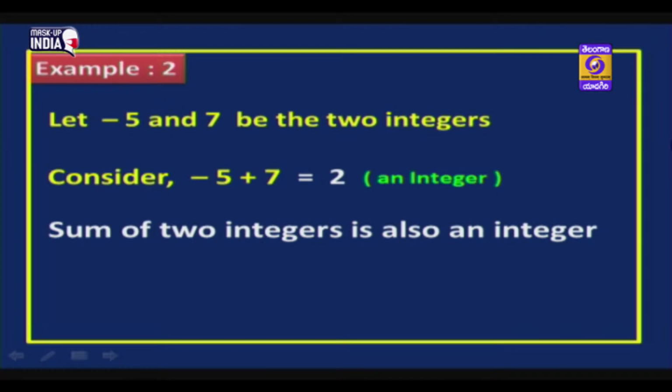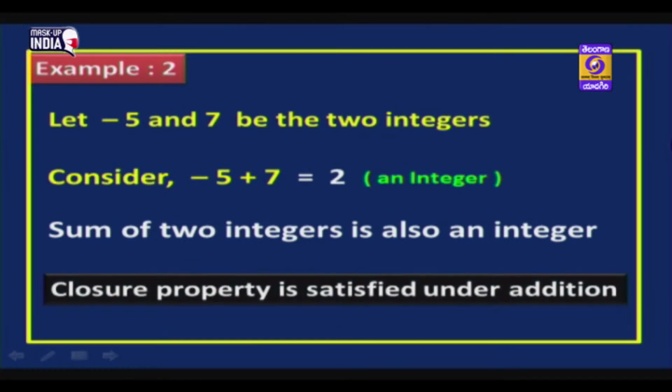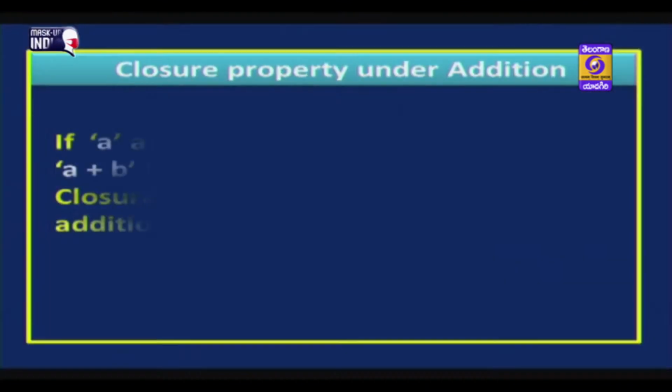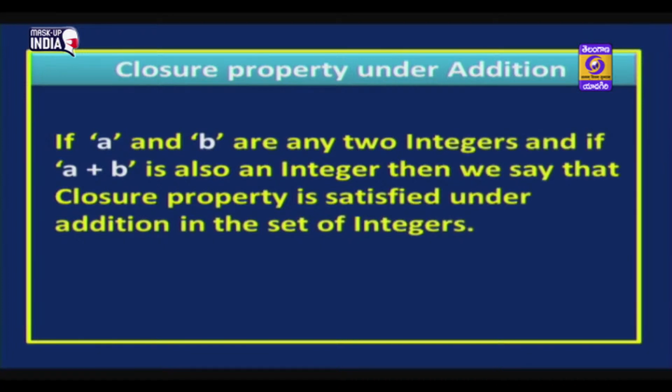Whenever we add two integers, we get back another integer. So I can say that closure property is satisfied under addition. So children, we have seen examples of closure property. Now let us see what actually the closure property is under addition. So if a and b are any two integers, and if a plus b is also an integer, then we can say that closure property is satisfied under addition in the set of integers.